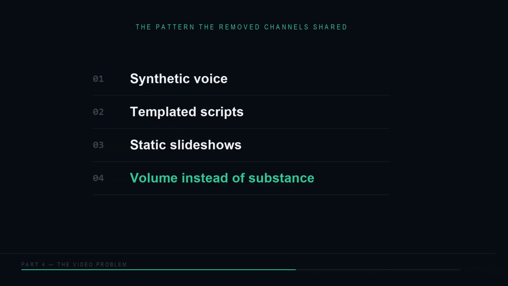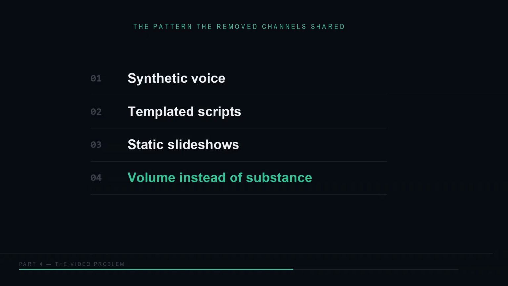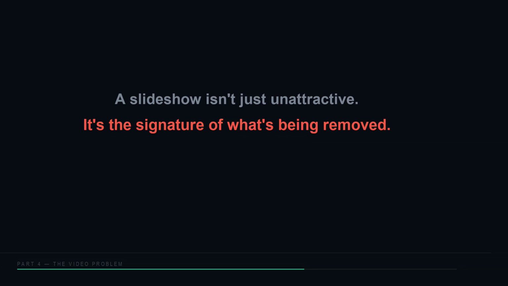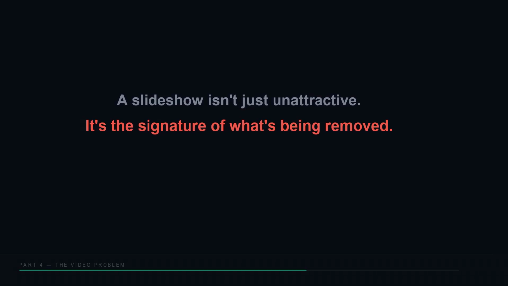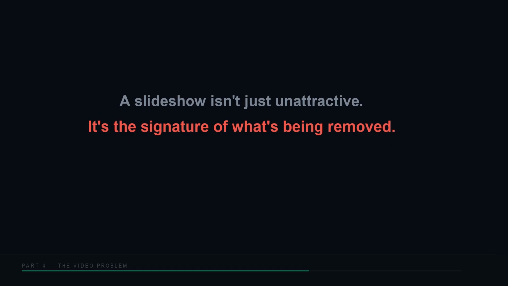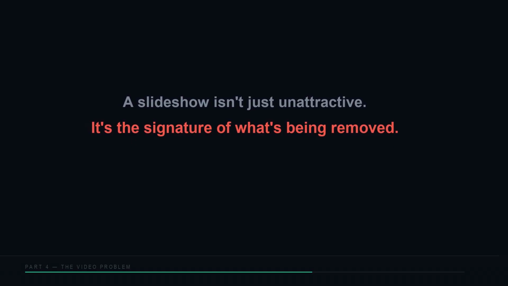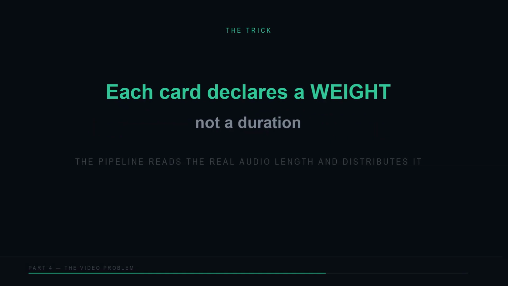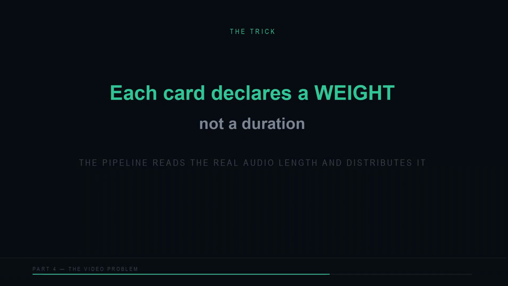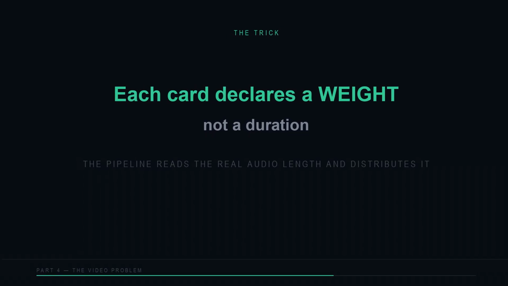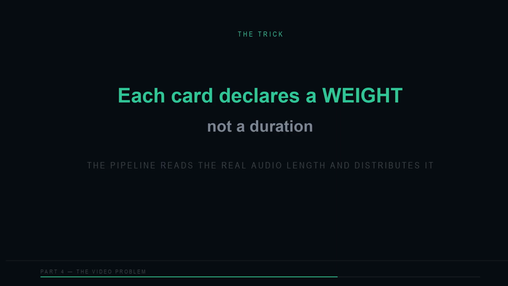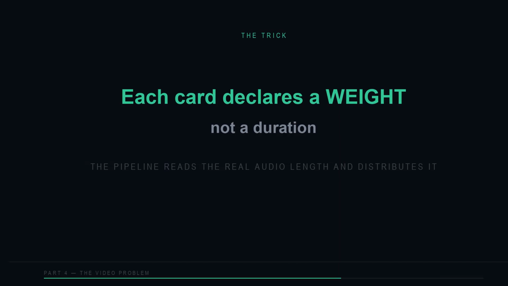Here's how I solved it without touching a video editor. My script is already divided into named sections, and each section is a separate audio file, so I know the exact duration of every one, down to the millisecond. I wrote a second script that reads a specification file describing what should appear on screen. Card types: a big number, a bar chart, a timeline, a list. Each card declares a weight, not a duration.